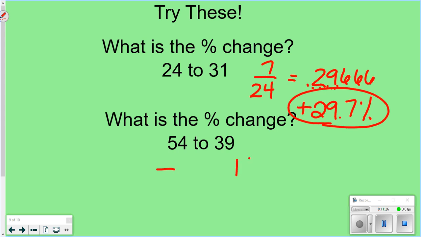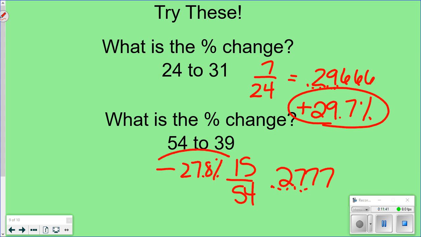15 over 54, because that was my original. I think it's that, yeah. 2 spaces. So about 27.8%. There you go.